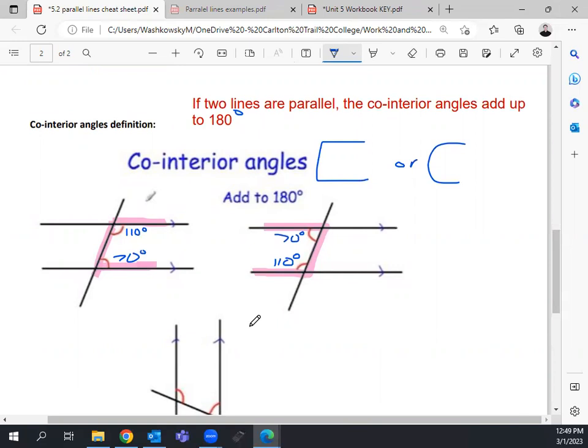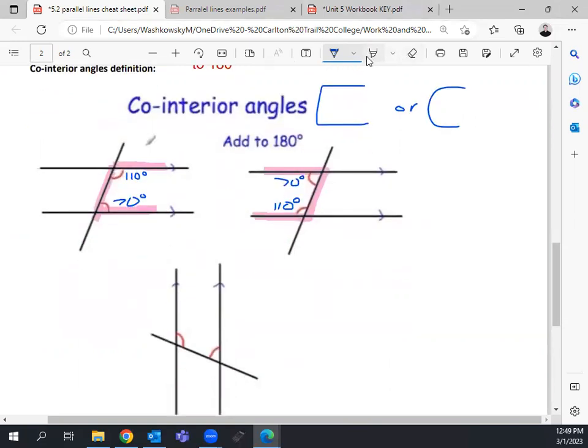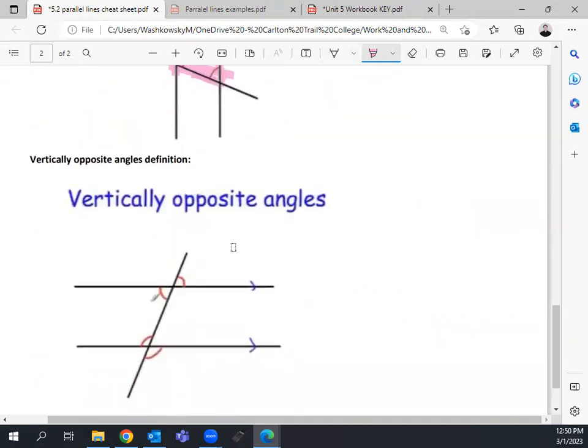And I have one more for you here. Oh, I forgot to label this one down here. This one's also the same thing. Yeah, it can be upside down. Technically, that's also a U, I guess, as well. But again, this doesn't matter. You can rotate it, make it backwards, put it upside down, as long as there's a C, an F, or a Z, that works. And there's one final letter, and it's something called vertically opposite angles, which is this one here.